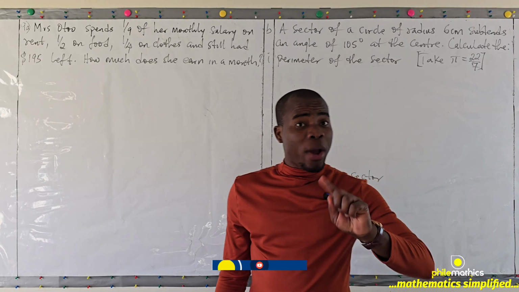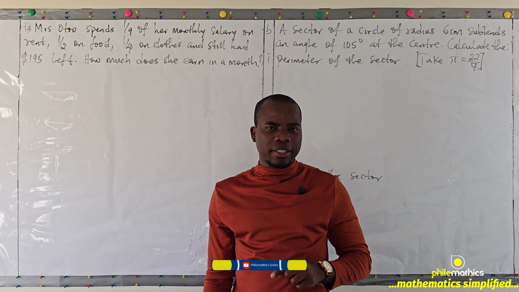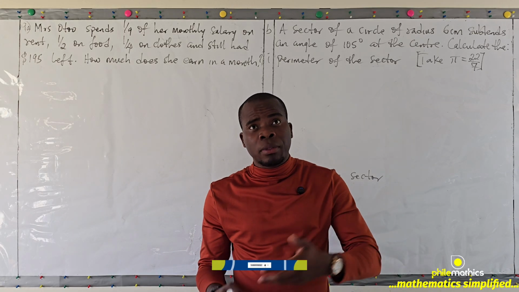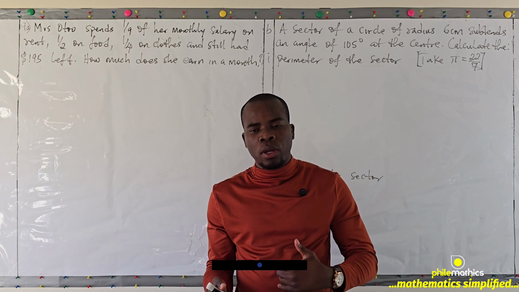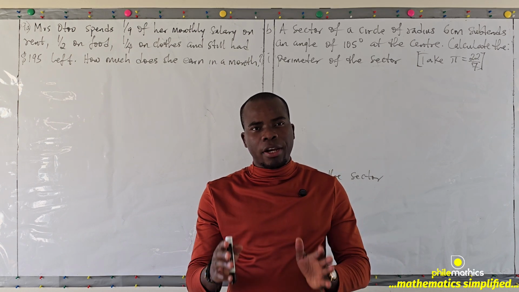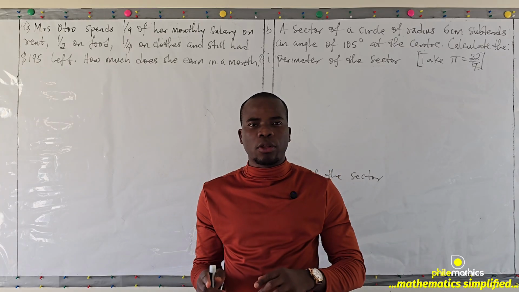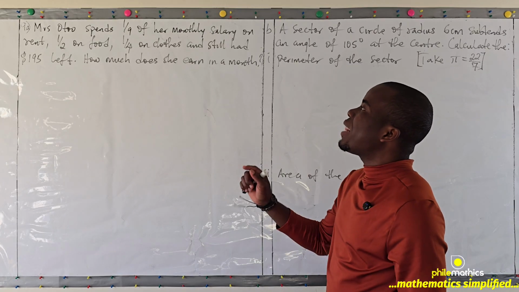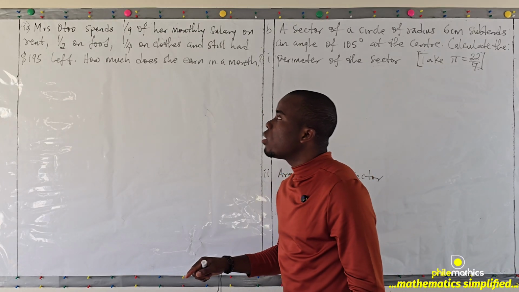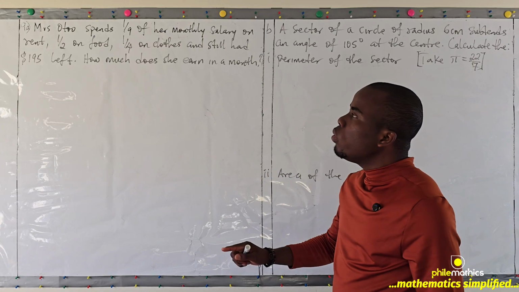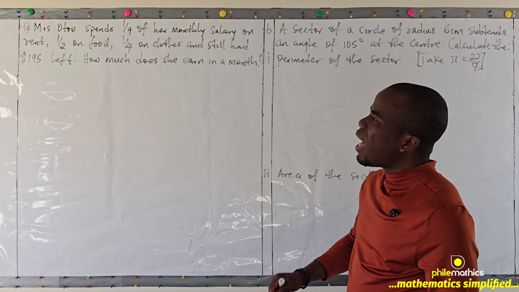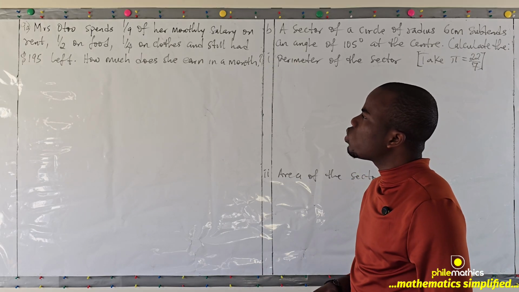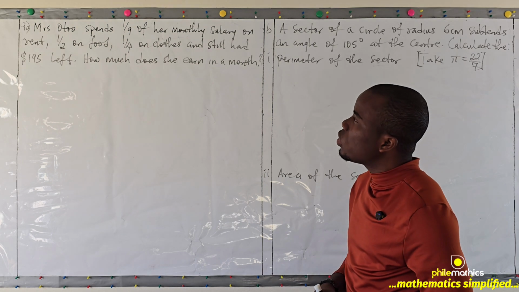For question 9 of WAEC 2025 theory mathematics, we have a problem on algebra that requires finance, ratio, area of a sector and perimeter of a sector. Let's see what it says. Mrs. Otu spends 1/9 of her monthly salary on rent, 1/2 on food, 1/4 on clothes, and still had 195 left. How much does she earn in a month?